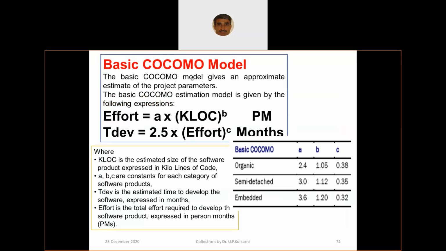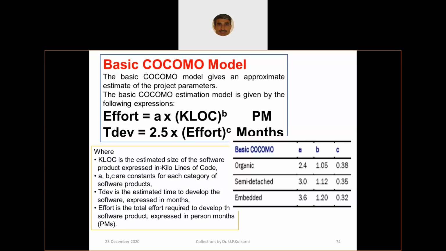In the basic COCOMO model, these equations have been developed. Effort equals A into KLOC, kilo lines of code, raised to B, in person-months. This is effort. And total development time is 2.5 into effort raised to C months. What are A, B, C? For organic, semi-detached, embedded, these constant values have been developed.